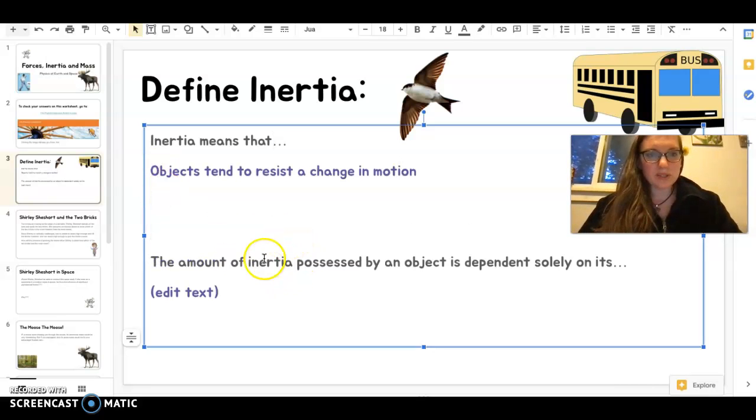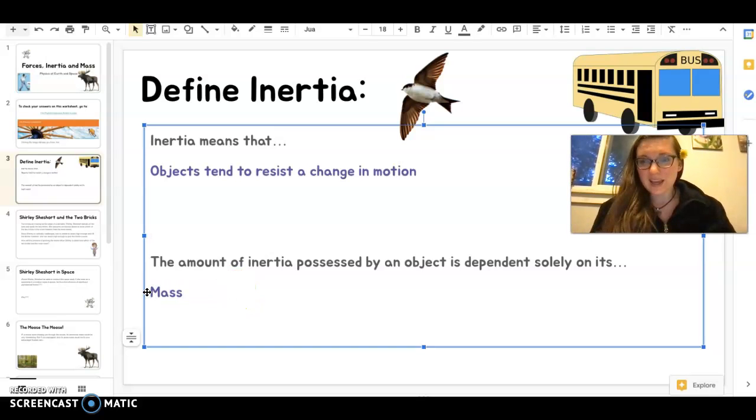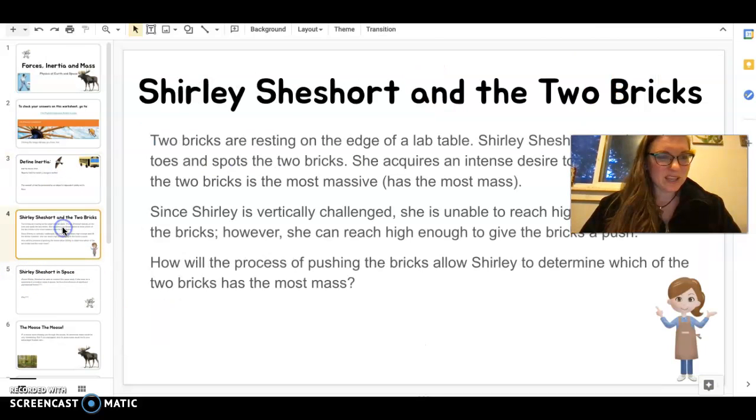So the amount of inertia possessed by an object is dependent solely on its mass. It doesn't matter what planet you're on, but if it's a bigger object with more stuff in it, like a bus compared to a bird, the bus is going to have more inertia. It's going to be harder for it to change direction, or to stop or to start if it's doing one of the opposite things.